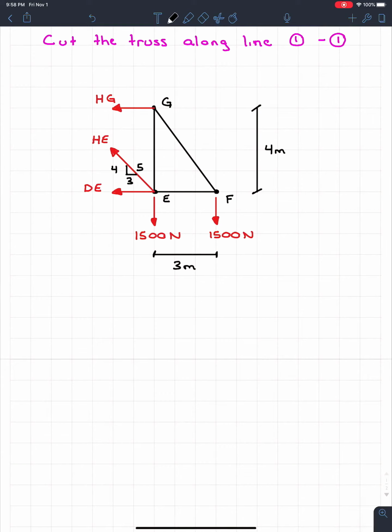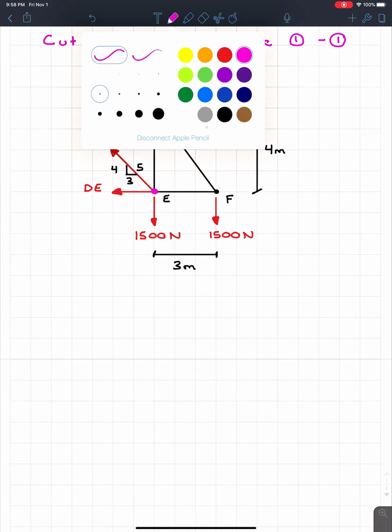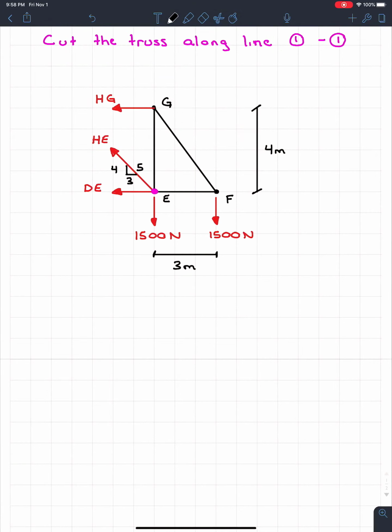So if I take the moment right now, I see if I take it at point E, which I just highlighted in pink, it'll get rid of HE and DE. So that sounds like a pretty good place to take a moment, get rid of 2 of those things. So I'm going to take the sum of the moments around point E is equal to 0.